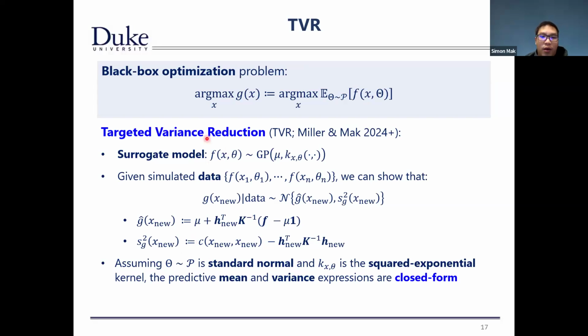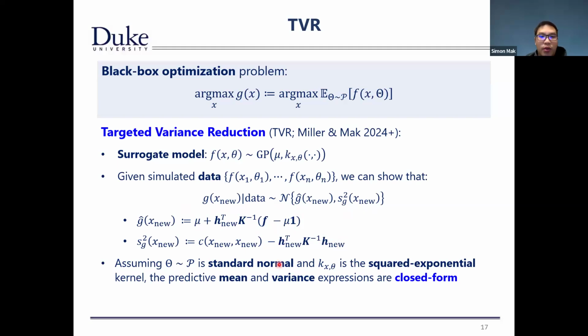So we let f here, f of x and theta, follow a Gaussian process, standard Gaussian process with some mean and some kernel, k of x and theta. It's defined on both of the variables, okay? And similar to the earlier case, given simulated data, right, of f of x1 theta 1 all the way to f of xn theta n, conditional on such data, we can show that the prediction of the objective g at a new point x new takes, again, this Gaussian form, where these things have these particular expressions right here, okay?